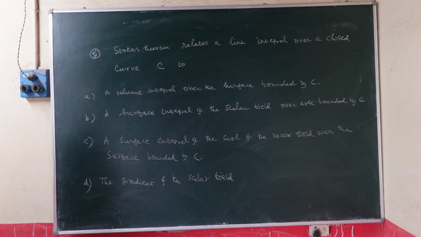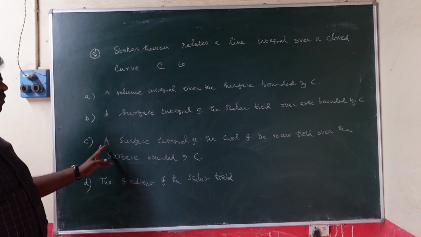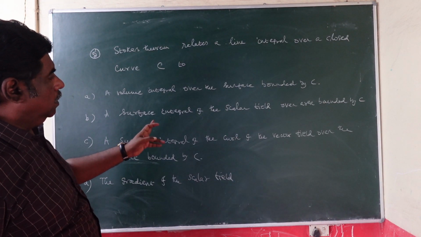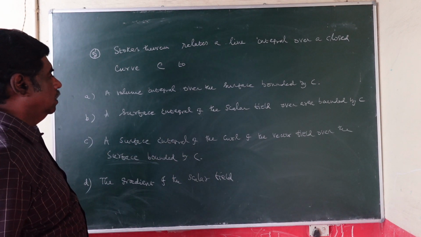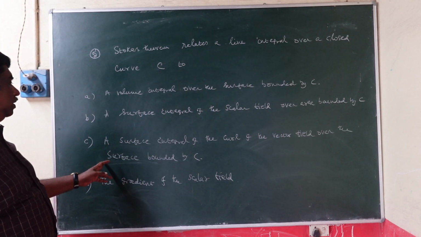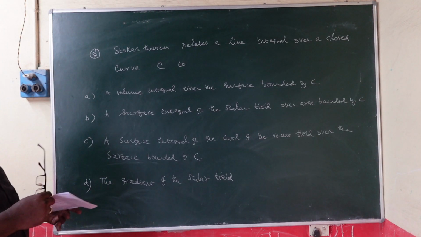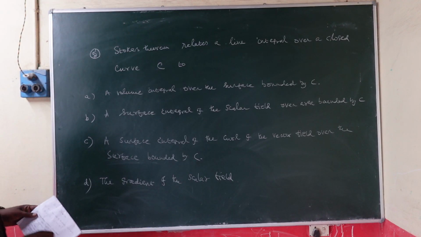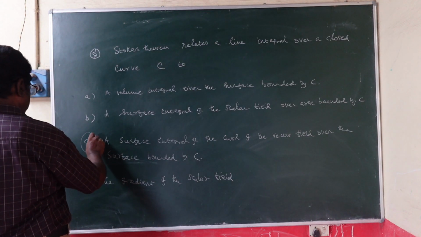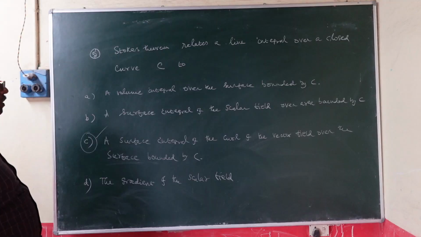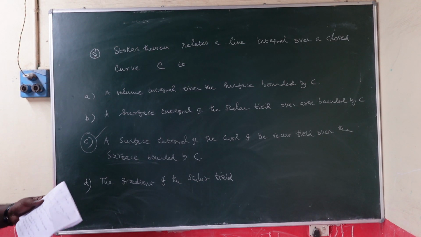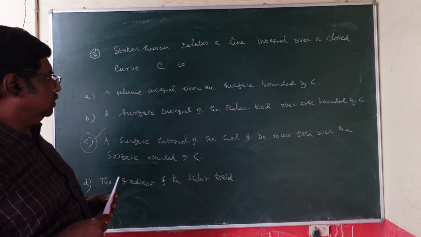This question talks about Stokes theorem. Option C is correct. A surface integral of the curl of a vector field over the surface bounded by C is the correct answer. Option C. This is our Stokes theorem. So we will continue the rest of the things in the next lecture.